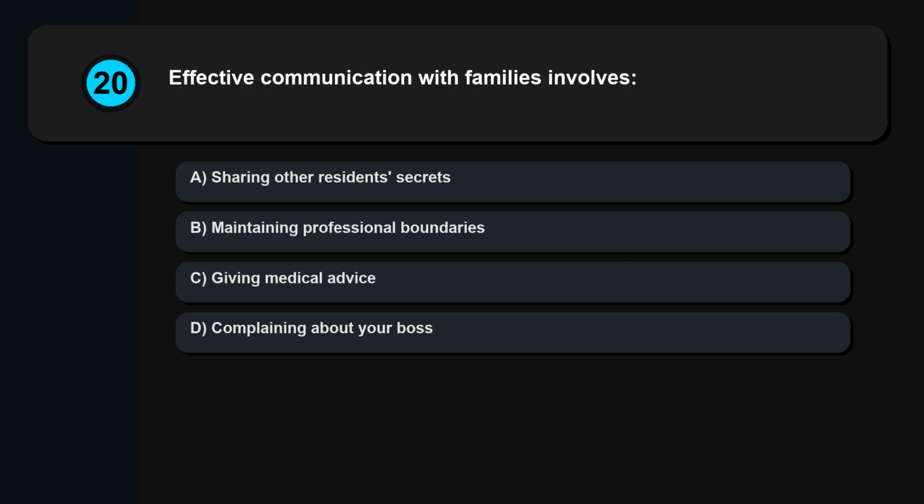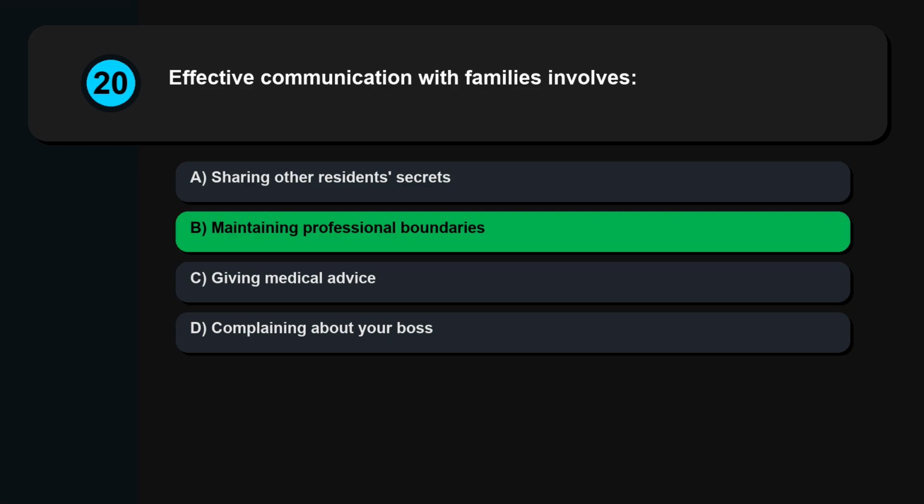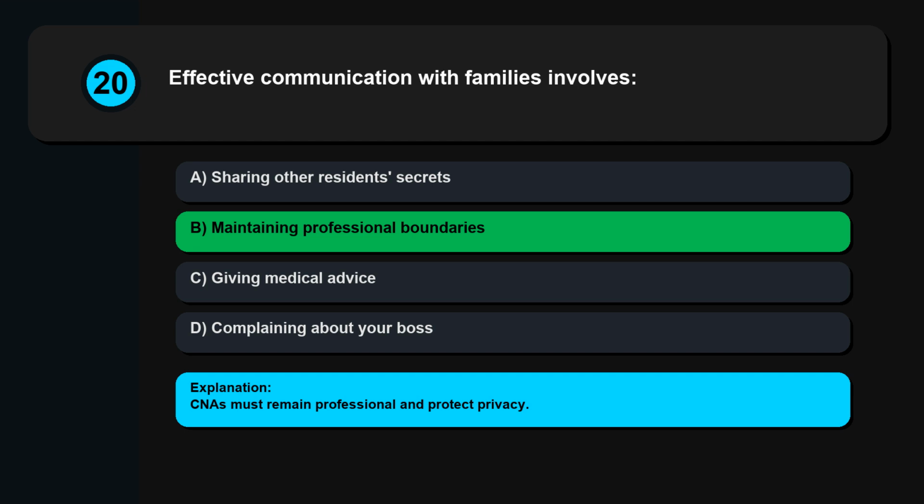Question 20. Effective communication with families involves sharing other residents' secrets, maintaining professional boundaries, giving medical advice, complaining about your boss. CNAs must remain professional and protect privacy.